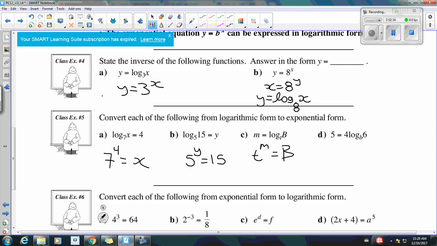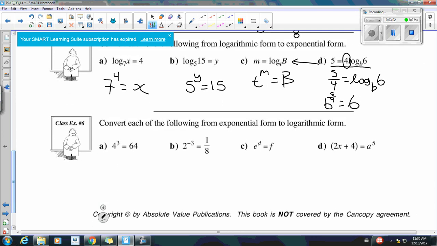D is a little bit trickier. We need to get our logarithmic form to look like it did on all the other questions, which means we need to deal with this 4 first. So if we divide both sides by 4, we now have this, and from here we can change it into exponential form. So the base is b. We now have an exponent of 5 over 4, and this equals 6.